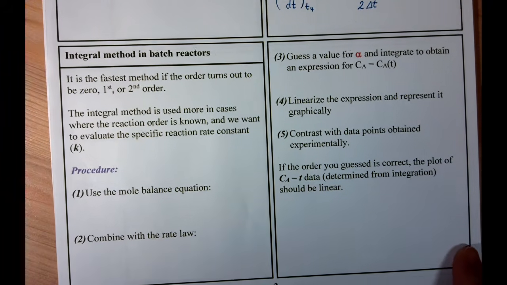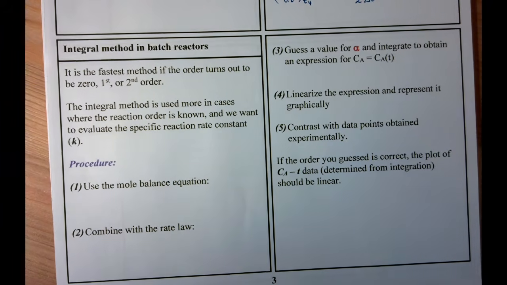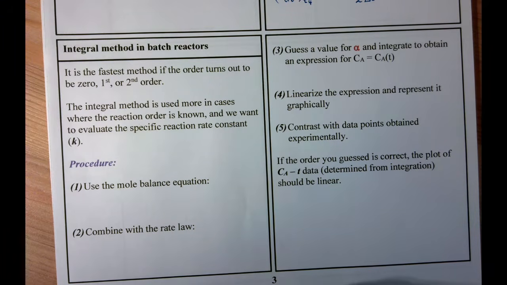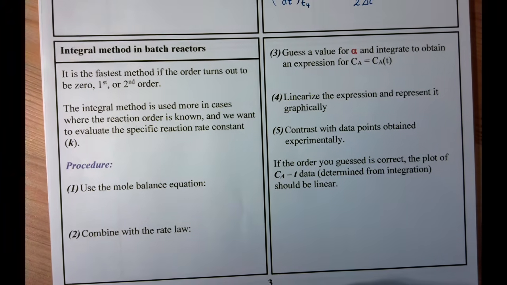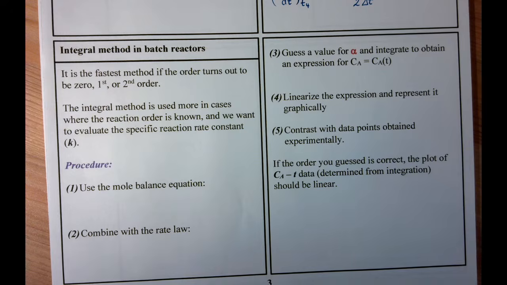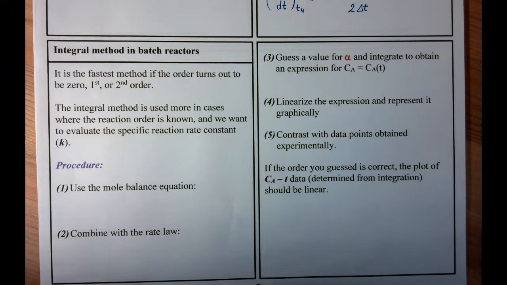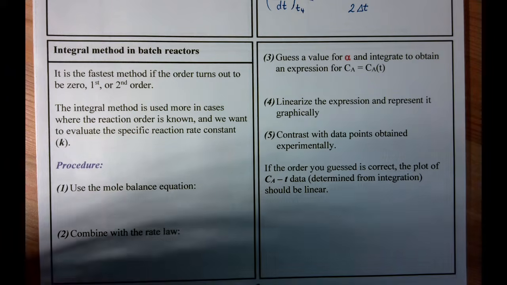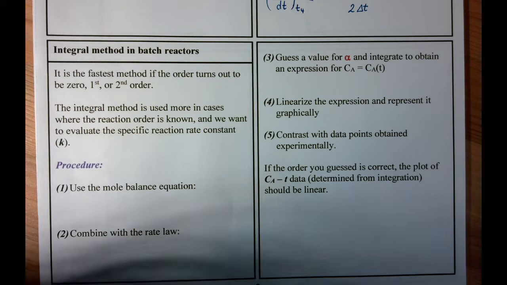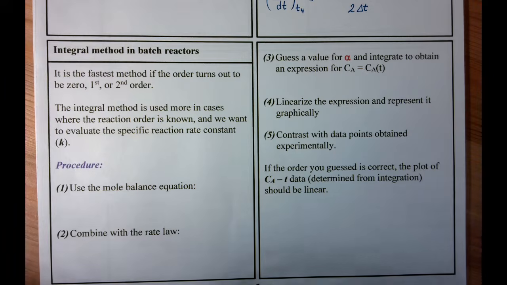Another point that was made in the book is that the integral method is used more in cases where the reaction order is known and we want to evaluate the specific reaction rate constant k. Yes, that is a case, but you can also use it when you don't know what the reaction order is. You would just guess the reaction order, follow the steps, and see if it aligns or not. And that's what we're going to do here.